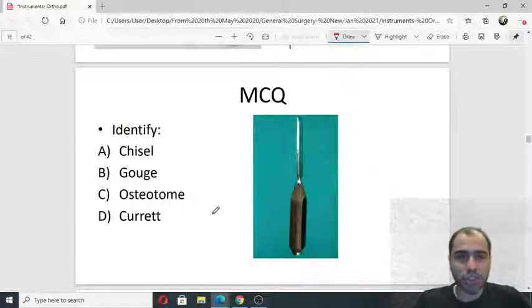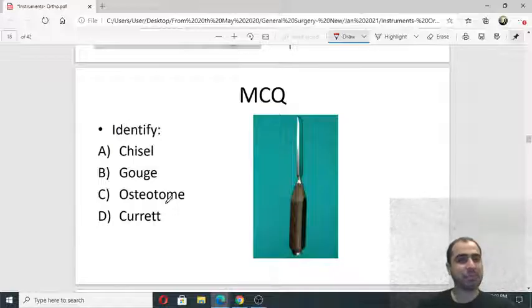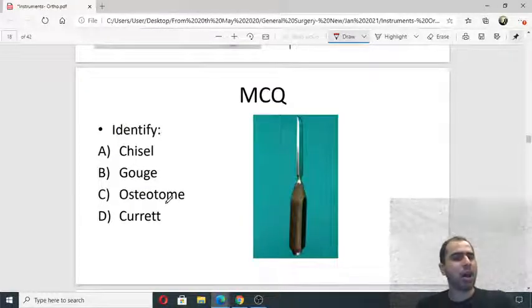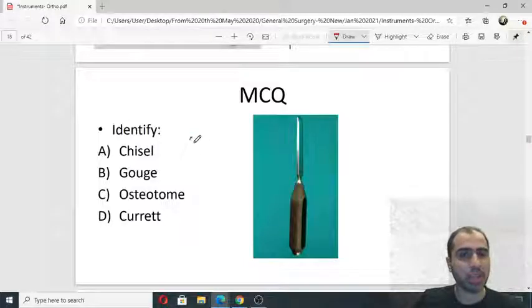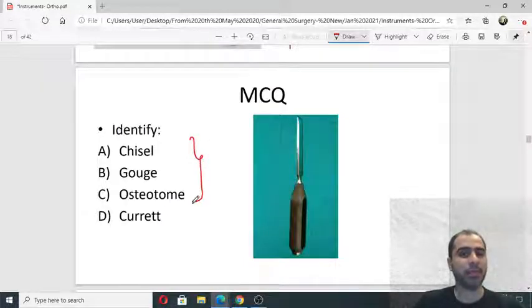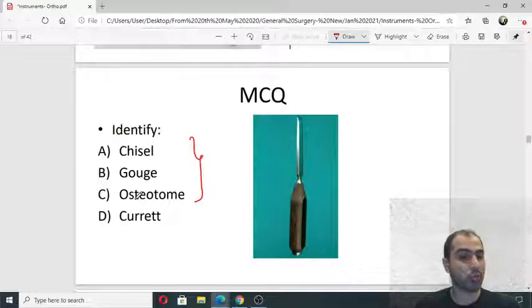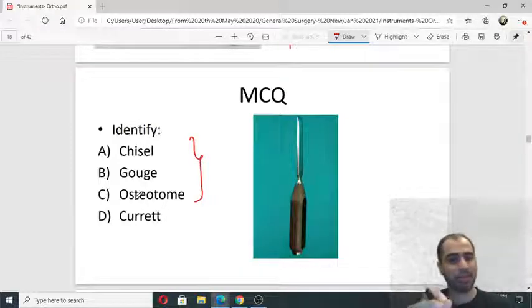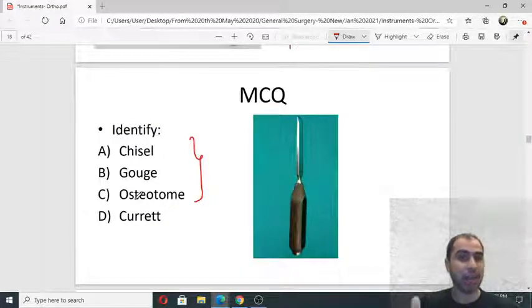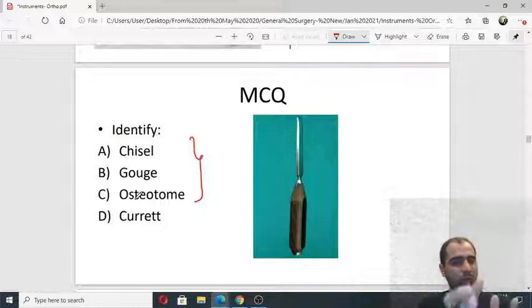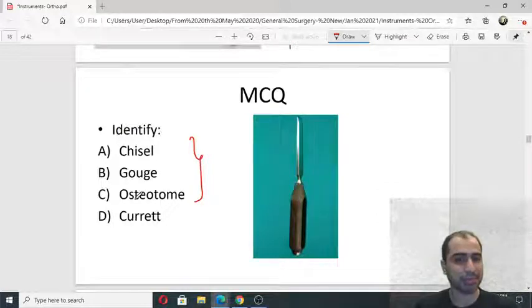This is not a bone gouge or a curette. Everyone thinks chisel and osteotome look the same. Chisel, gouge, osteotome, they are all very similar looking. What is common to the three instruments? Anybody? Chisel, gouge, osteotome. What is common? Or the tips are how you will differentiate. But how do you identify that it is one of these three instruments?